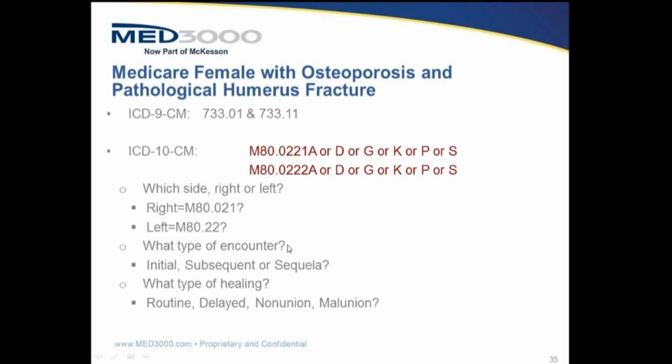You know, if we go back from the beginning, was it an initial? Was this the type of encounter? Was it something that was sequela? Was it subsequent? What type of healing is occurring with the fracture? Was it routine? Was it delayed? So you can see in this one scenario the drill down when you go into the index versus what has been documented by the physician.